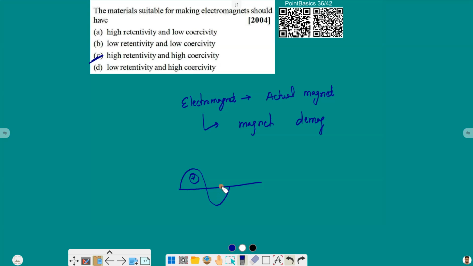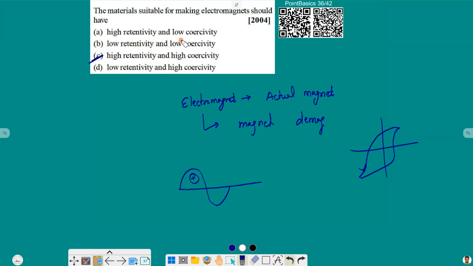So in this scenario, the hysteresis loop looks like this. The area of the hysteresis loop decides the amount of energy loss through the whole cycle. And in case of transformers, we need this energy loss to be minimum. And in that regard, option B will be the right answer, that we need low retentivity and low coercivity.